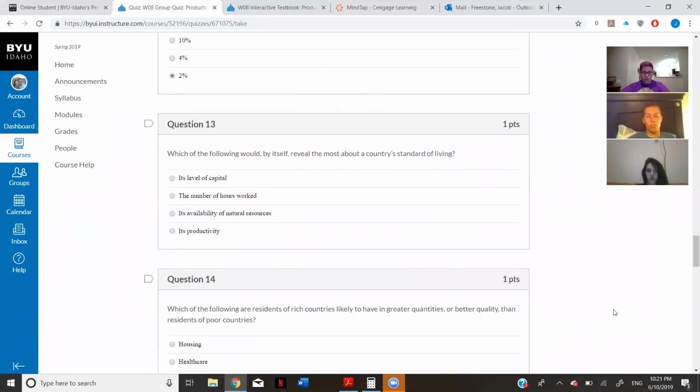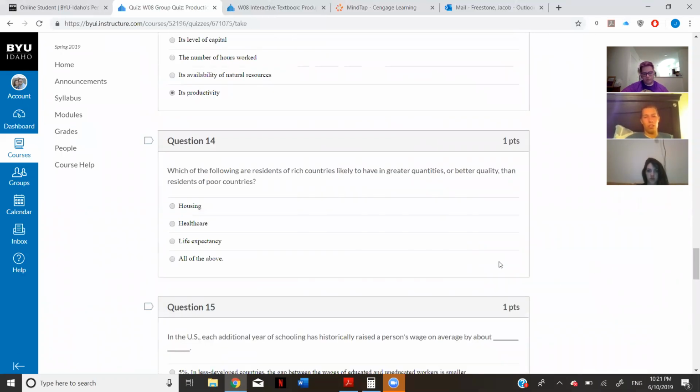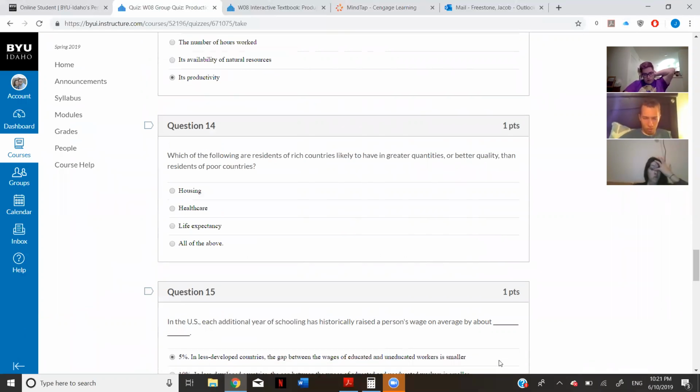So, number 13. Which of the following would by itself reveal the most about a country's standard of living? I put D. Yeah, it said that in the text. That it was productivity. Yeah. Nice. Good. All right, number 14. Which of the following are residents of rich countries likely to have in greater quantities or better quality than residents of poor countries? D. Yeah.